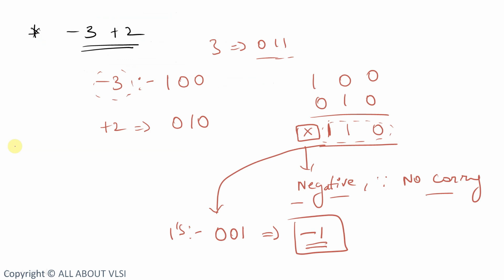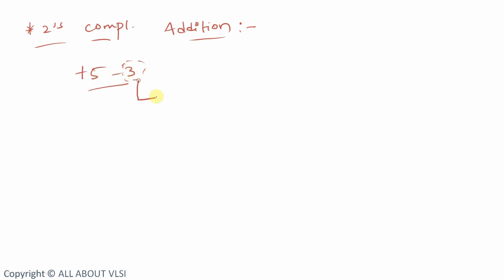Now coming to the next type of addition, we have 2's complement addition. Now how do we perform 2's complement addition? Again simple. If I want to perform plus 5 and minus 3, then on the negative number I am going to perform the 2's complement.